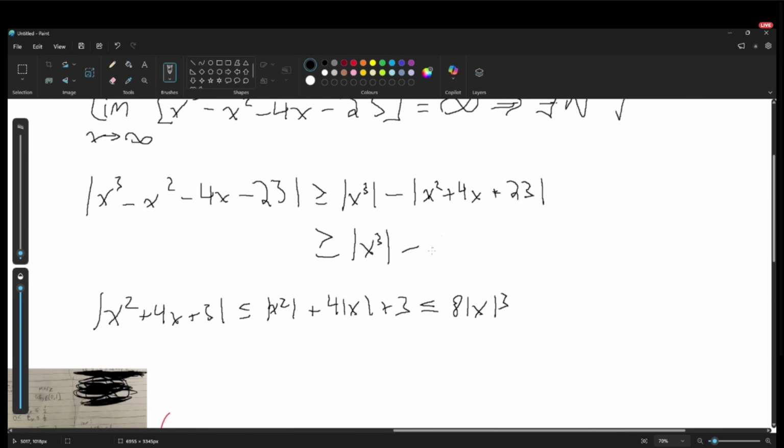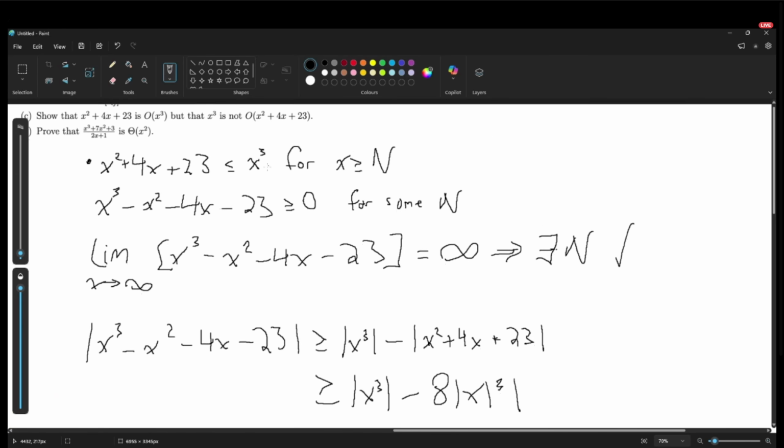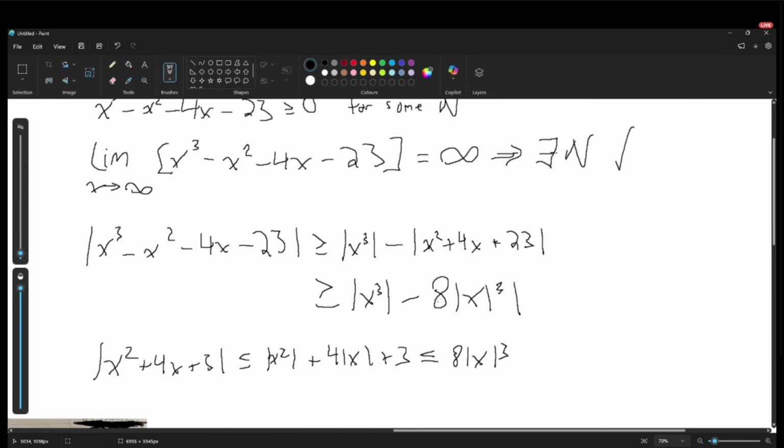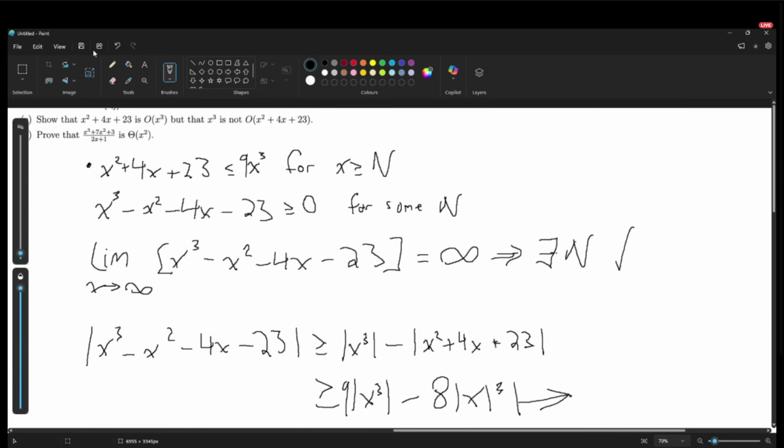Since this is less than or equal to that, then this whole thing is more than or equal to minus 8x cubed. And if you made this 9, then this would be a 9 right here, and then you could show that it remains unbounded. Okay, but that would probably not be good to write on a test.